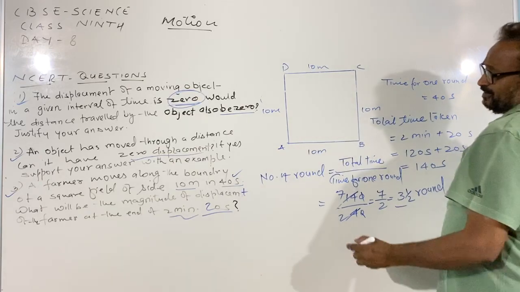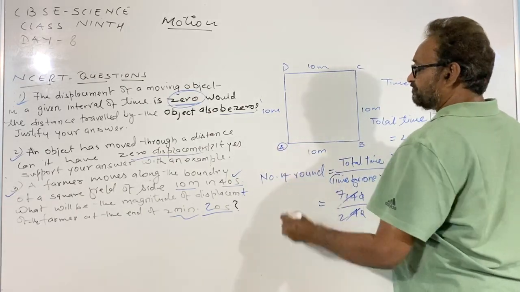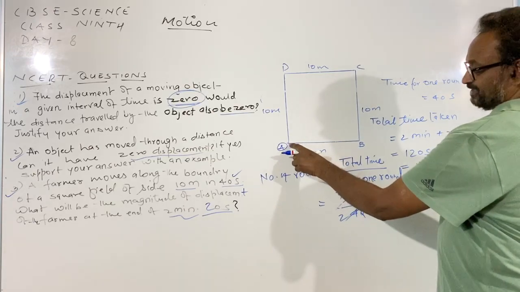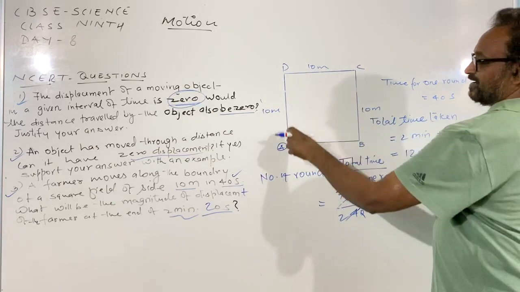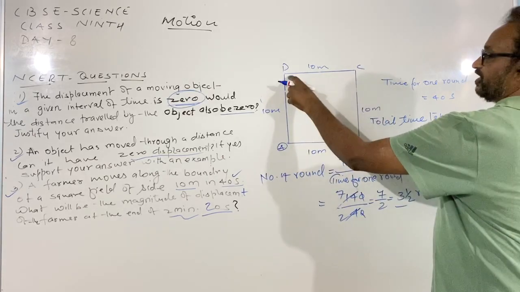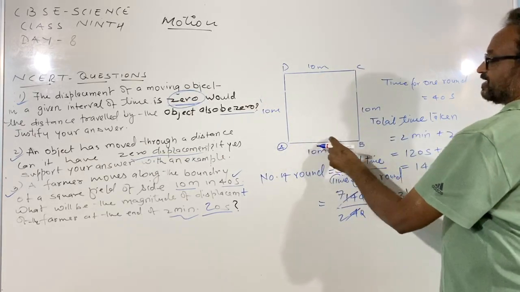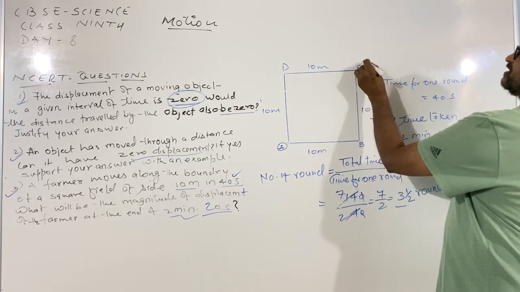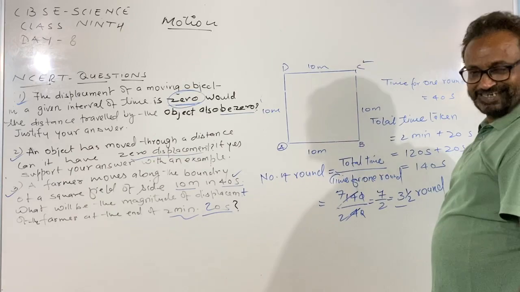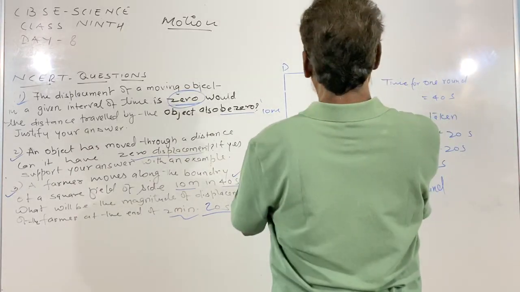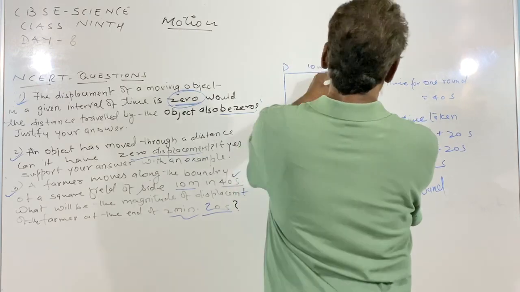Now consider that the starting point of the farmer is A. Let us start. 1 round, 2 round, 3 round, and after completing 3.5 round, the final position of the farmer will be C. So let us join A to C. We get displacement.